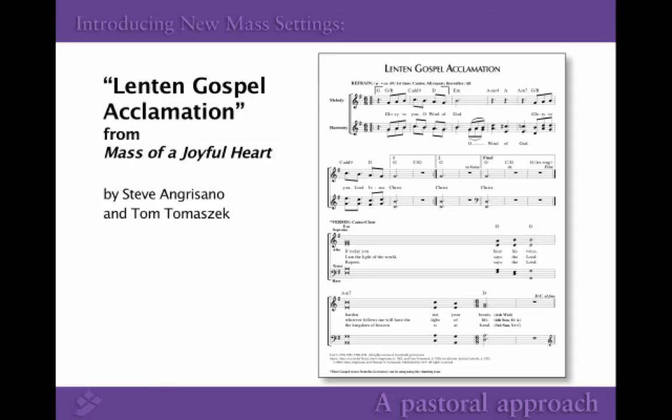Glory to you, O Word of God. Glory to you, Lord Jesus Christ. If today you hear his voice, harden not your hearts. Glory to you, O Word of God. Glory to you, Lord Jesus Christ.